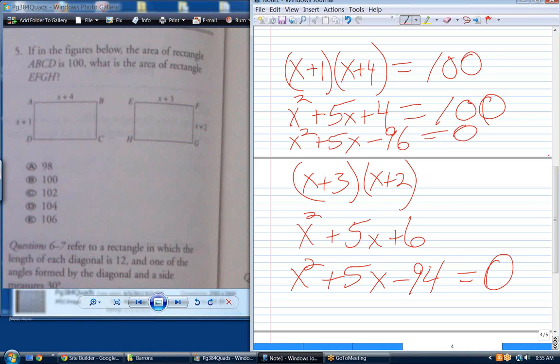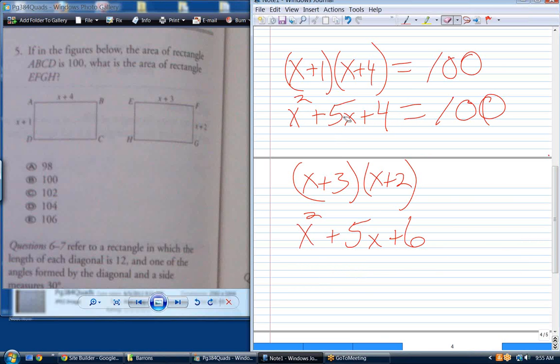That's why I like this problem so much, because the only way to really solve it is not to solve for x, but to solve for x squared plus 5x. Notice that's really what we're doing. If x squared plus 5x plus 4 equals 100, then x squared plus 5x equals 96. And if I plug in 96 for those two, I get 102. Okay.